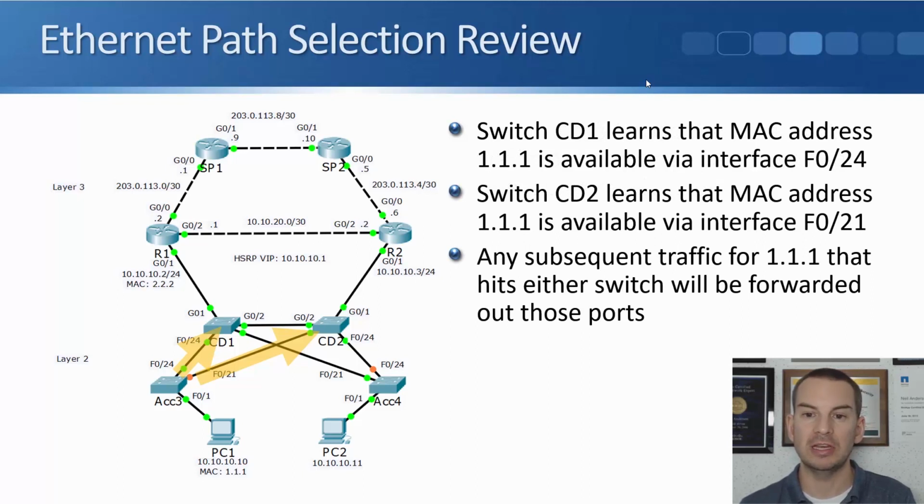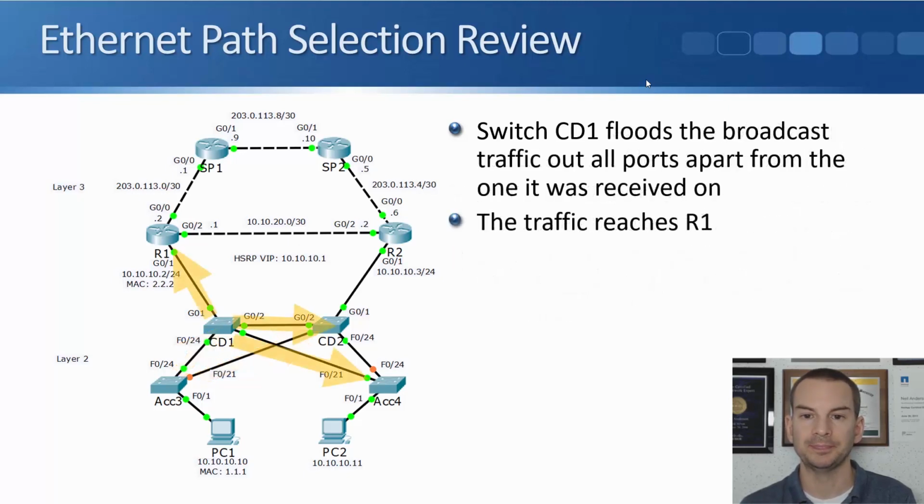So it goes out interfaces fast0/24 and fast0/21. Switch CD1 learns that MAC address 1.1.1 is available via interface fast0/24 when that ARP request comes in. And when it comes into switch CD2, it learns that the MAC address 1.1.1 is available via its interface fast0/21. So you can see that the MAC address tables are getting built on the switches here as traffic hits them. Any subsequent traffic for 1.1.1 that hits either CD1 or CD2 will be forwarded out those relevant ports. Switch CD1 floods the broadcast traffic out all ports apart from the one that it was received on, and the traffic will then reach R1. It also reaches CD2 and access 4.